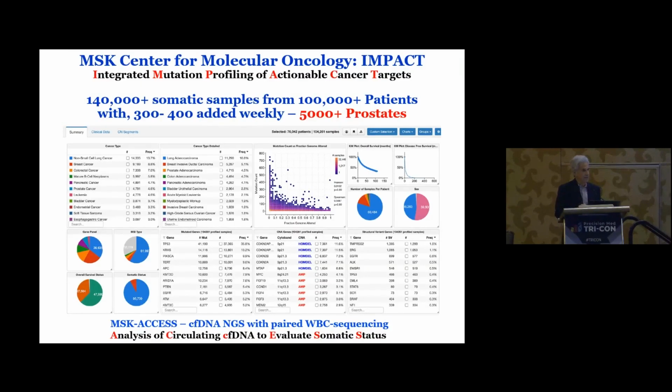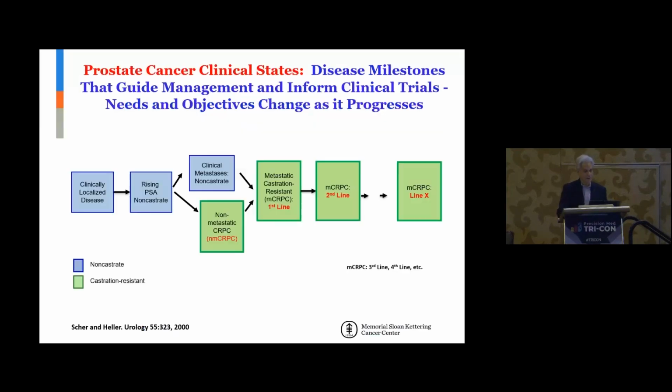At MSK, we have a very large center of molecular oncology for doing profiling. This group has been in operation a little over 11 years now. They've done over 140,000 samples. All of these are FDA approved. We have a group that will analyze it to say which treatments should be recommended, is there a particular drug for an alteration you might have found. We also have a concurrent MSK access test for cell-free DNA. And thinking about prostate, we have about 5,000 cases.